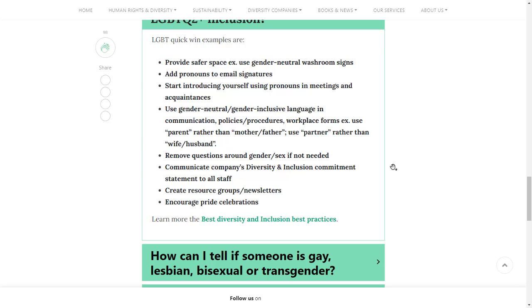You can use gender-neutral language in your communication policy, procedures, and workplace forms, or you can remove questions around gender or sex if not needed. Or on the other hand, you can provide a more comprehensive list of genders for employees to select from. The other quick wins could be communicating the company's diversity and inclusion commitment to staff, clients, and suppliers.